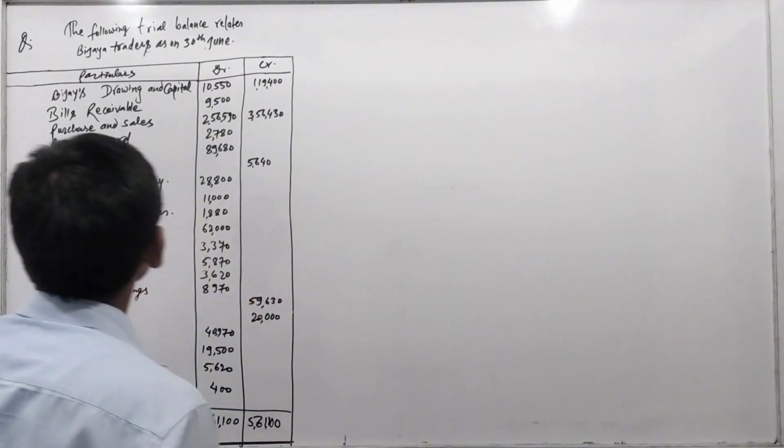So before watching this video, I would like to request you to see the complete video of final account part 1. In your examination, one single trial balance is given to you, and from the trial balance you have to prepare trading account, profit and loss account and balance sheet, and additional information I think will be given to you. So okay, here is a question.